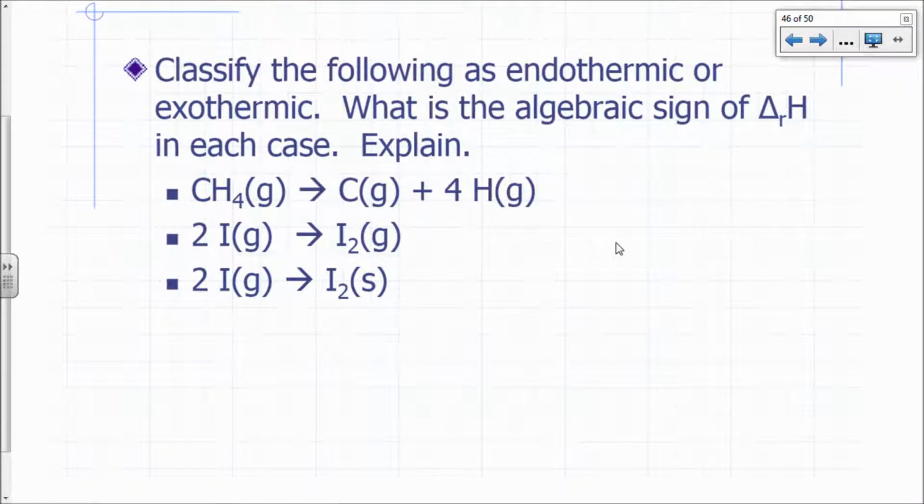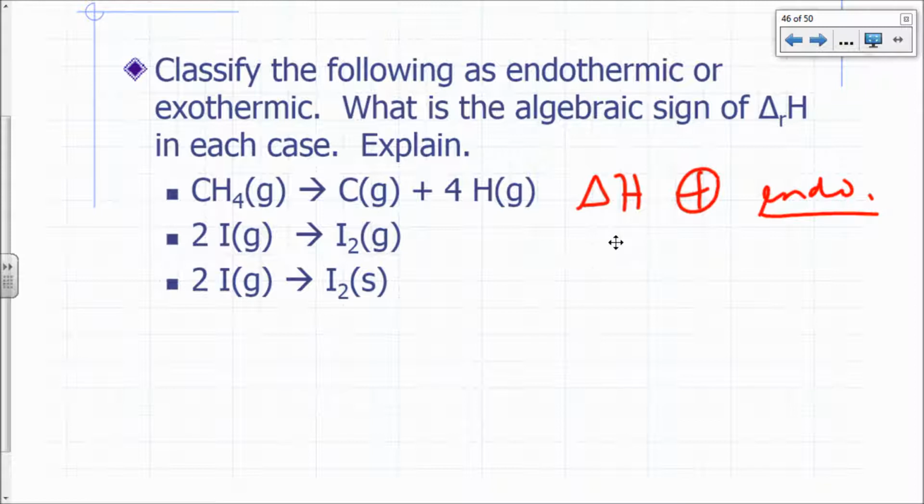So classify the following as endothermic or exothermic. And what would be the algebraic sign of delta H in each case? Let's look at the first one. What happened there? CH4 gas breaks up into carbon atoms and 4 hydrogen atoms for each CH4 molecule. Exothermic or endothermic? What's the only thing happening there? Bond breaking. So delta H is positive or negative? Positive. It's endothermic. For this to happen, you have to be providing it with energy from the outside. How about this one?